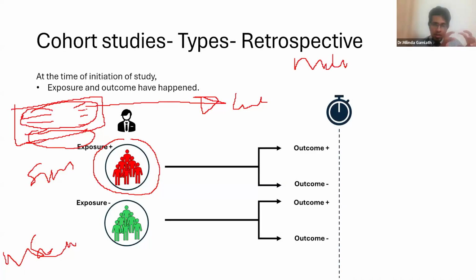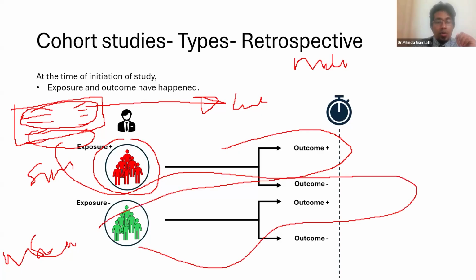So you use that register to get these two groups, because that is what a cohort study is. Cohort studies always start with exposures. So you divide into people with the exposure and without the exposure, and you follow them up until you get the outcome. You don't follow them up, as they have already happened, but you see how many in the exposed group have the outcome, and how many in the non-exposed group have the outcome. And you can compare this, like I mentioned earlier, and you can come to certain conclusions. So that is the difference between a prospective cohort study and a retrospective cohort study. In a prospective cohort study, you have to follow them up for a period of time.